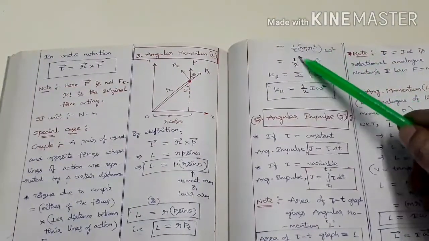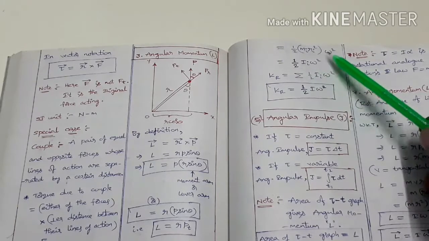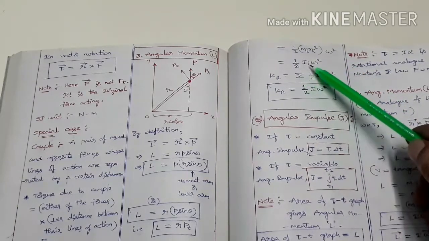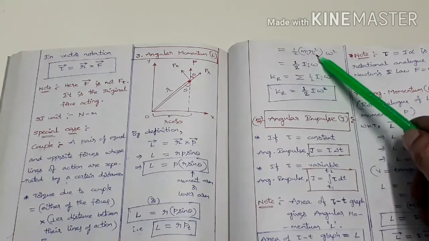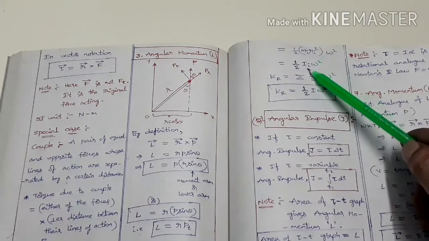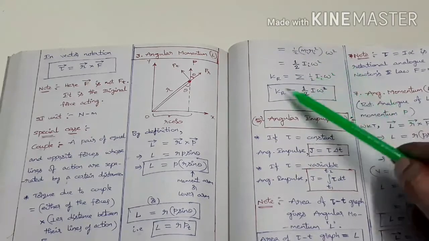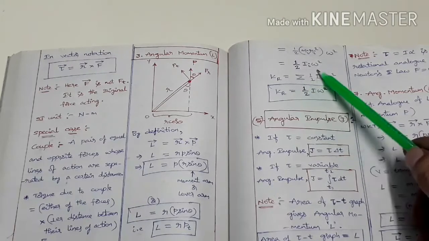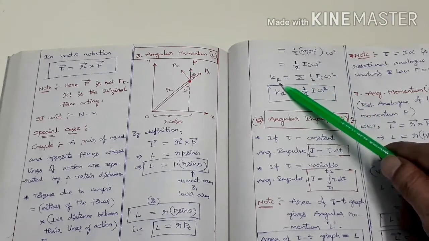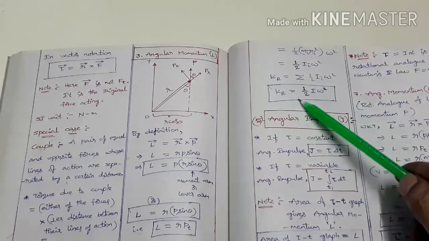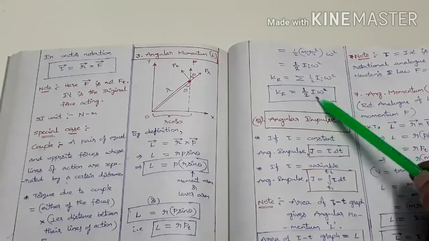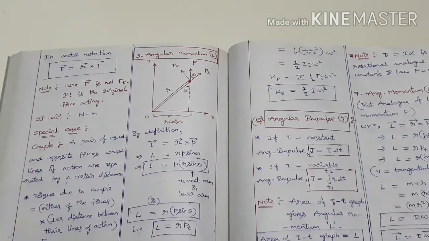So this is equal to half Mi Ri square into omega square. That equals half I omega square, where I is the moment of inertia of the ith particle, because Mi Ri square is the moment of inertia. So this is the kinetic energy of the ith particle. What is the total kinetic energy? Kr equal to the summation of half I omega square. Therefore, Kr equal to half I omega square, where I is the moment of inertia of the entire body.